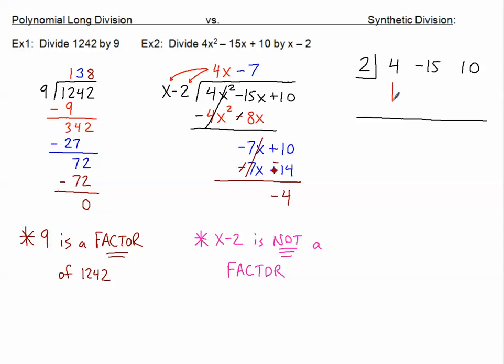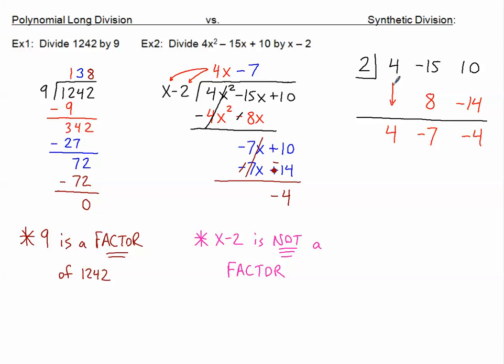The first step is we drag this coefficient down across the line and it still stays as a 4. And then we multiply. 2 times 4 becomes the 8, and then we add these numbers together and get a negative 7. And then go again. 2 times negative 7 is negative 14, and then we add these two numbers together and get a negative 4, and we're finished. Now that you just saw it, maybe you blinked, let me do it again.